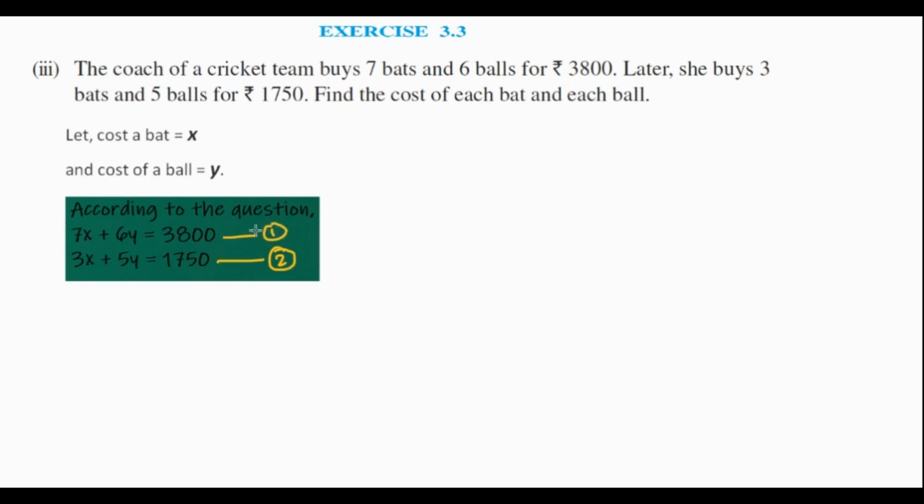I will represent it as first equation. So there is one more condition. She buys 3 bats and 5 balls. 3 bats is 3x, 5 balls is 5y, is 1750. I'm assuming this condition as second equation.